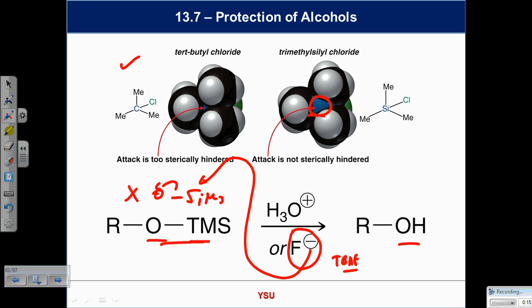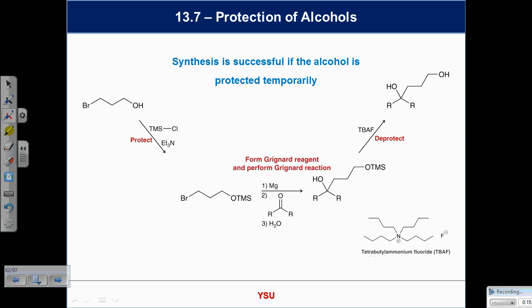It's that reactive. So for the OH problem, get it out of the way by blocking it as a silicon derivative temporarily, and then when we're finished, we'll take it back off and go back to the alcohol. And that's where this slide shows everything put together. The Br group here, we're going to try and make it into a Grignard. We have a problem with that because it would react with the alcohol, so let's get the alcohol out of the way.